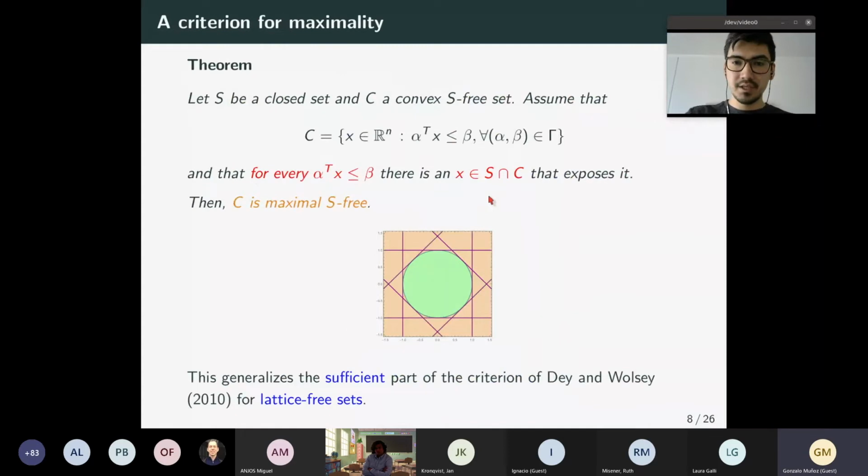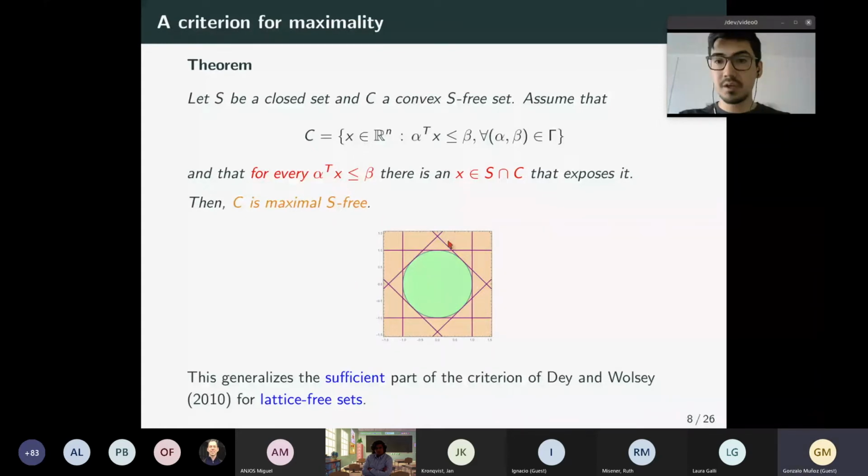So the first version of the criterion that we developed is the following. If you have a convex set C described by a bunch of inequalities, that we just denote like this, and let's say that this set C is S-free. And furthermore, suppose that for every valid inequality, there is a point that exposes that inequality and that is in the intersection of the set S and the convex set C. If this happens, the set has to be maximal S-free.